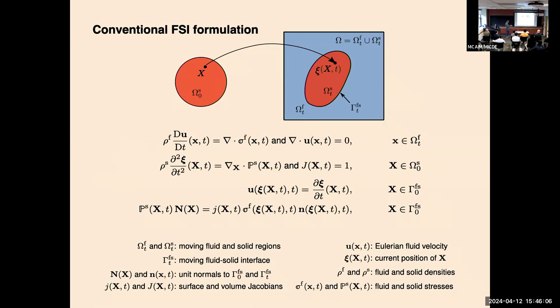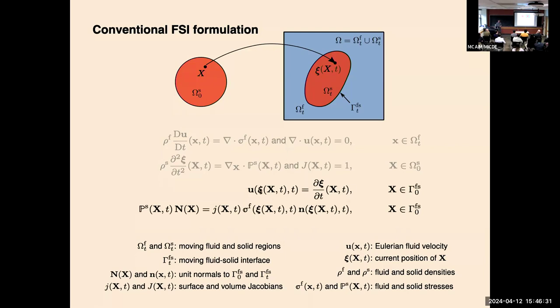So first, what are the equations that a body conforming discretization would solve? This is a more typical framework for doing fluid structure interaction. You've got a fluid region, omega F, and in omega F you solve the fluid equations, and you've got a solid region, omega S, and in the solid region you solve the solid equation, and then you have interface conditions.